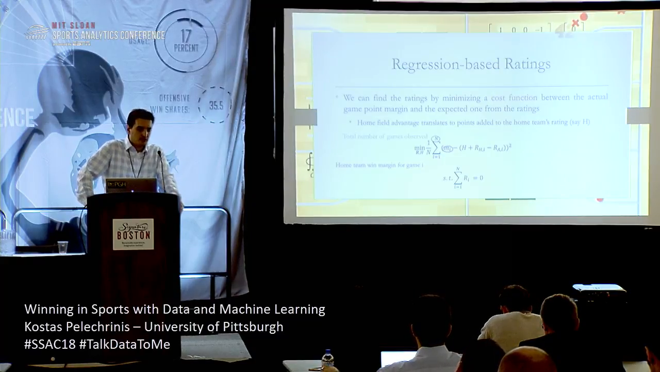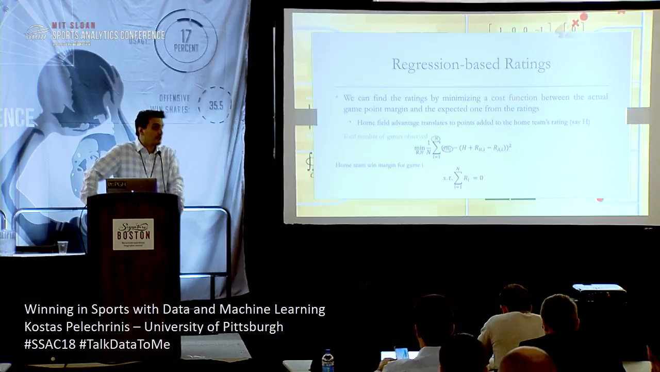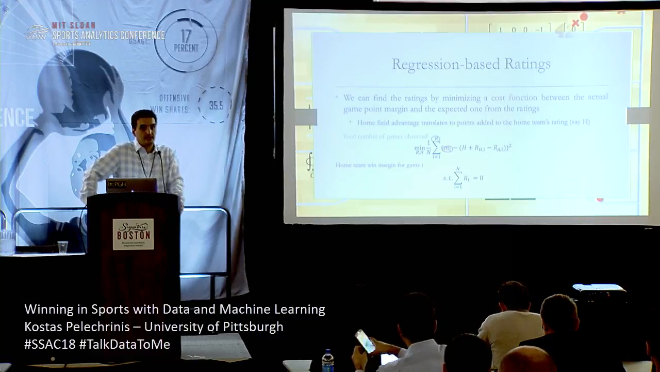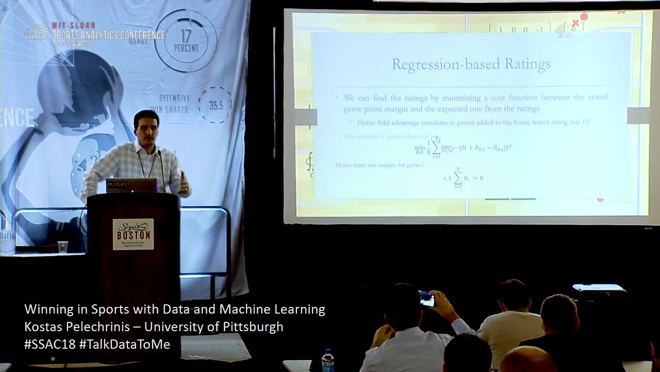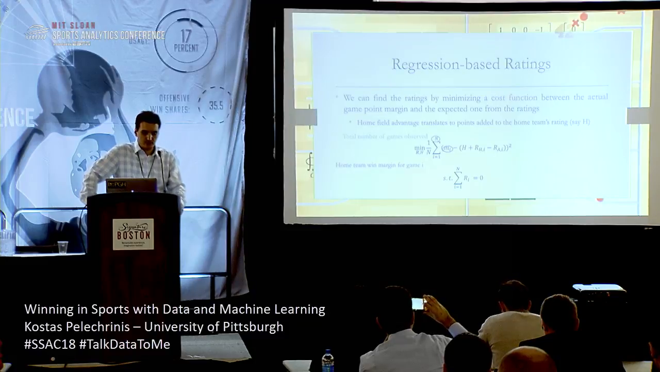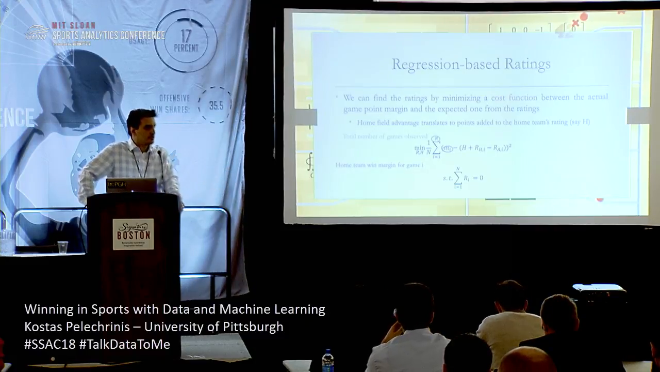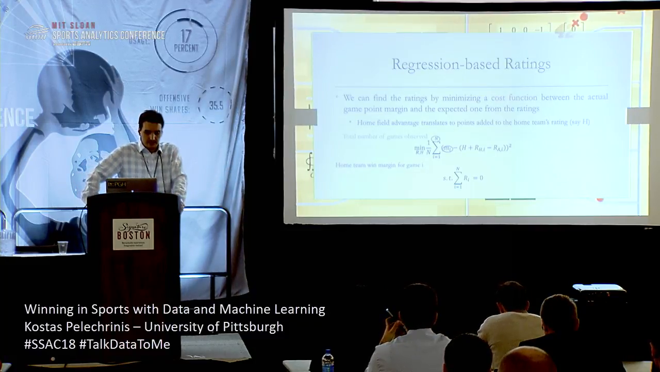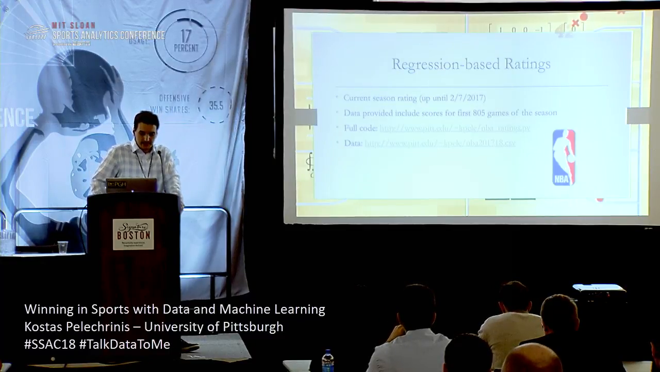Now we also have a constraint here that we want an average team to have a rating of 0 in order to be able to understand these values better. So we have a constraint that the sum of all these ratings should be 0. So we'll see how we can solve this in Python.